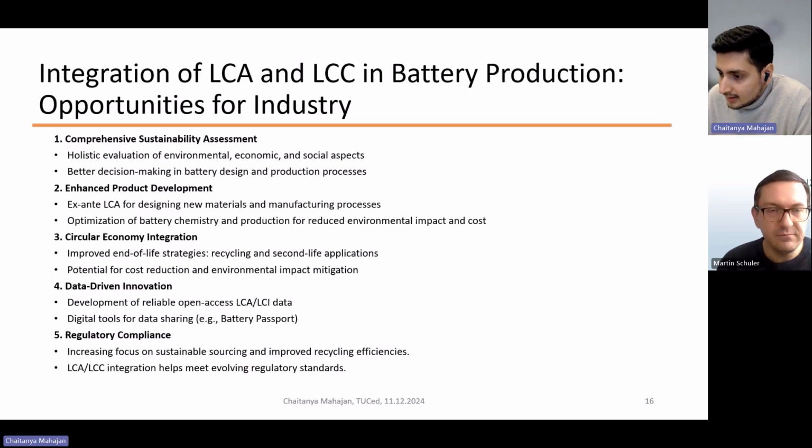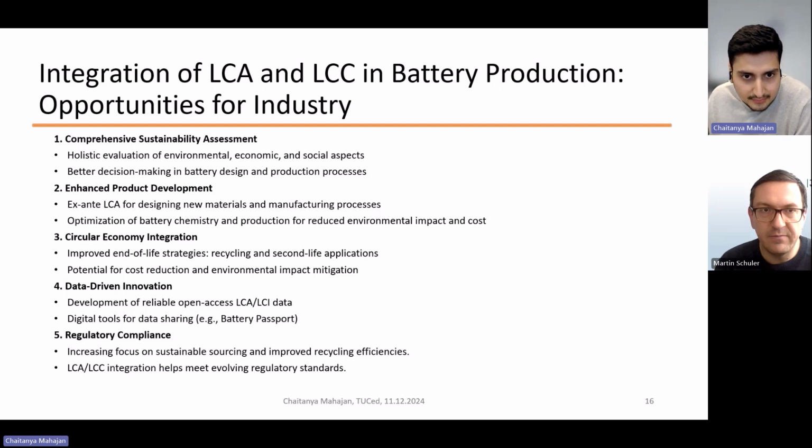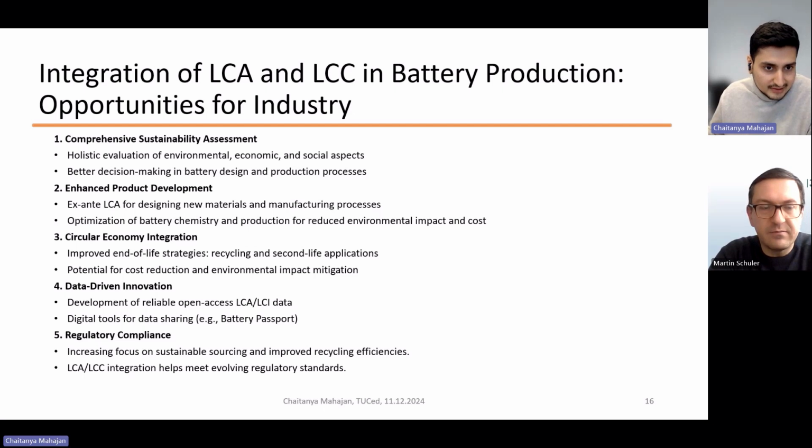And then we move on to what kind of opportunities are available for the industry, for industry partners, for companies, and so on. An integrated study of environmental impacts and costs, basically life cycle costing and life cycle assessment in battery production, can help them in 5 major ways.